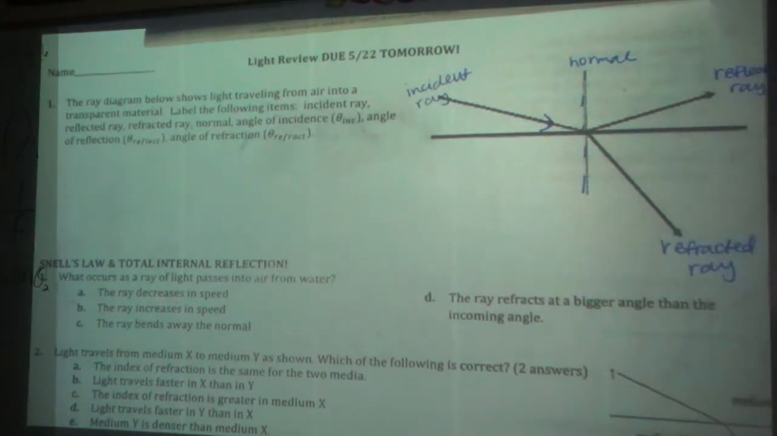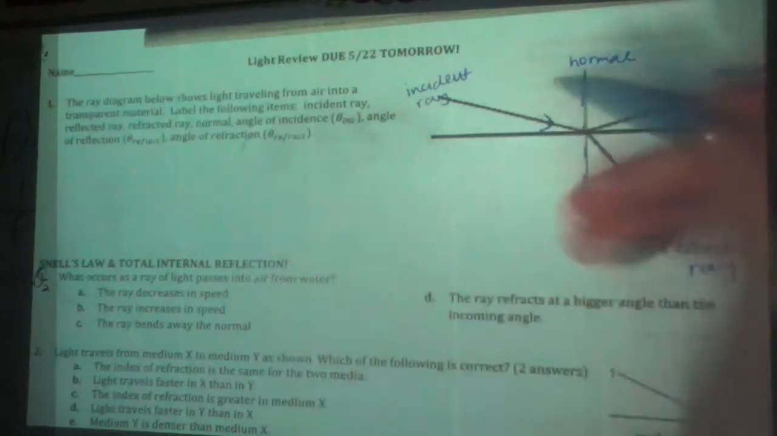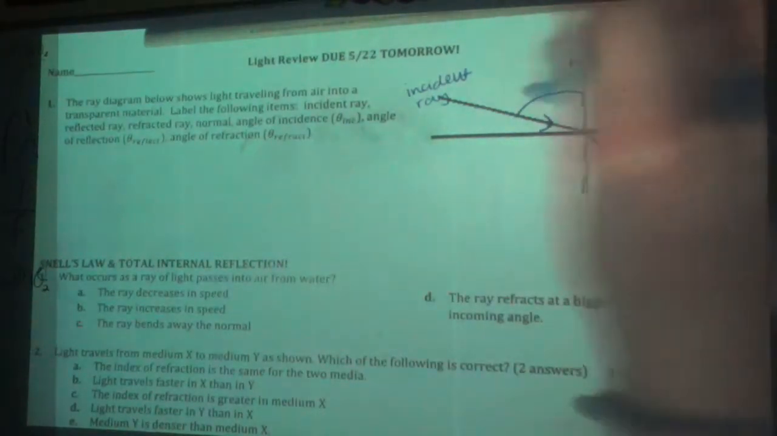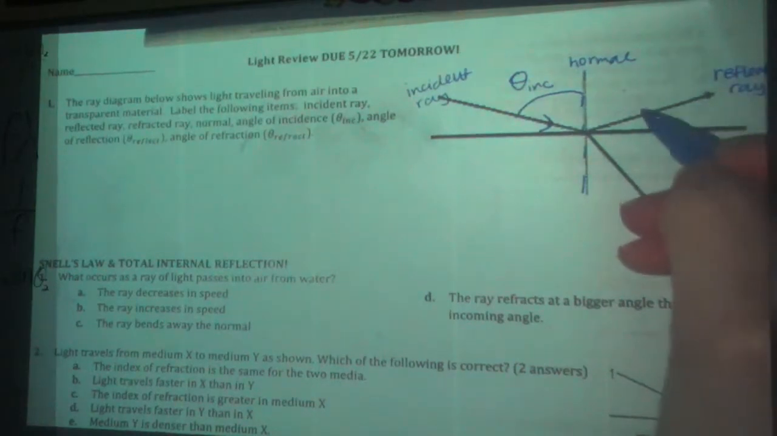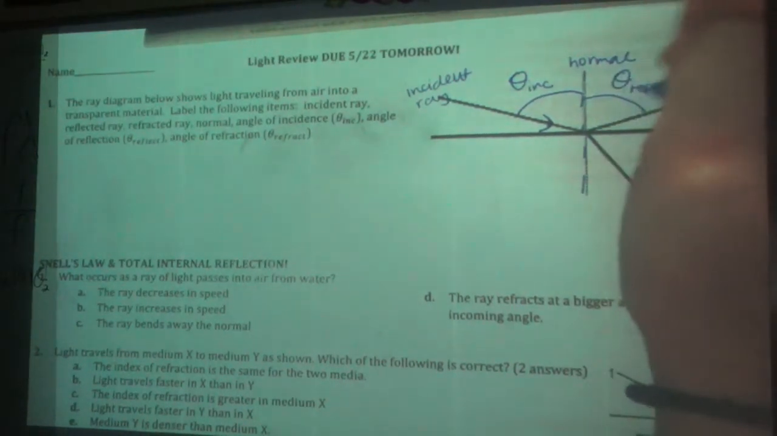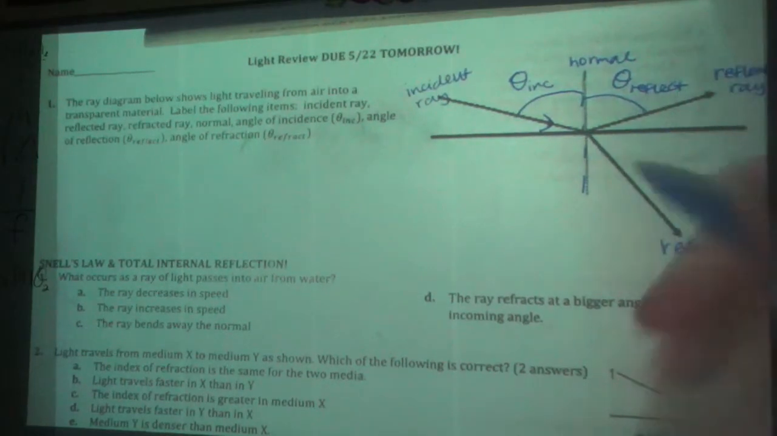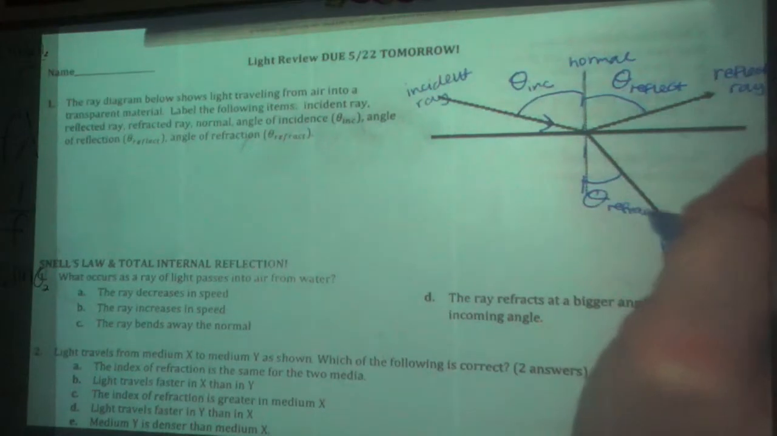Okay, and then we also have three angles. Remember, we always measure our angle to the normal. The angle of incidence is from the incident ray to the normal. So this one would be our angle of incidence. And from the reflected ray to the normal, this one right here, that would be our angle of reflection. And from the refracted ray to the normal is our angle of refraction.